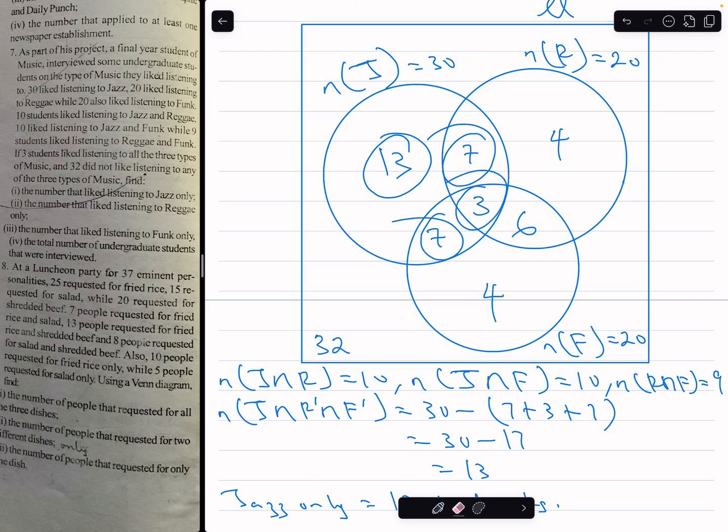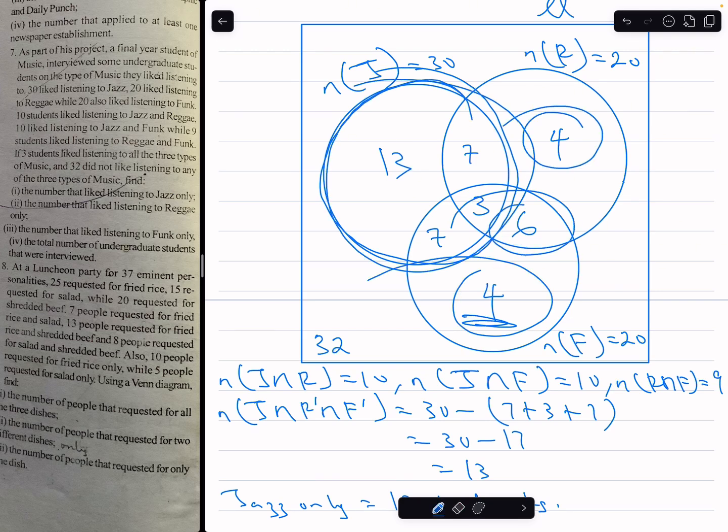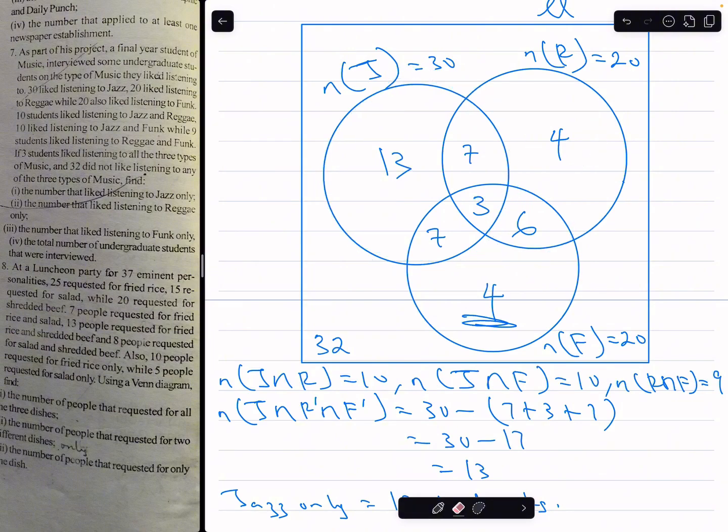This is how you add so that you don't make mistakes and you don't add any number twice. Add everything inside one circle together, and then the other things in the other circles, 1, 2, 3, and whatever is outside the 3 circles but inside the rectangle. If there's nothing outside the 3 circles, then you just add everything inside the circles together, and that will give you the total number of elements in the universal set, which in this case is the total number of undergraduate students that were interviewed.